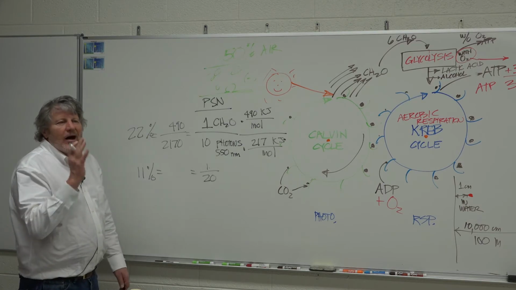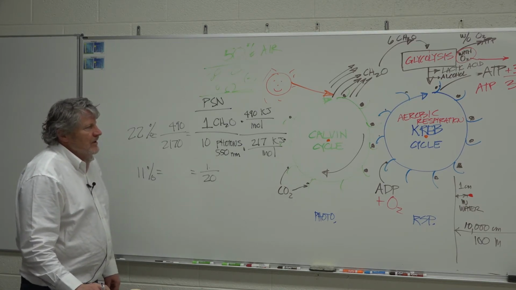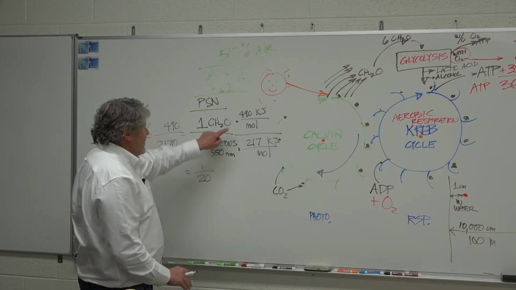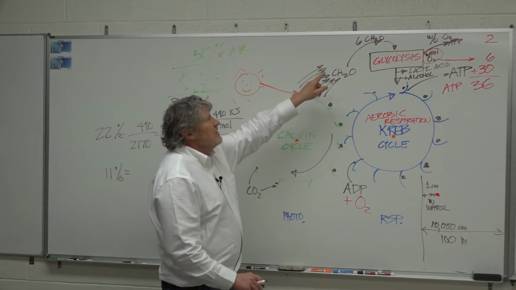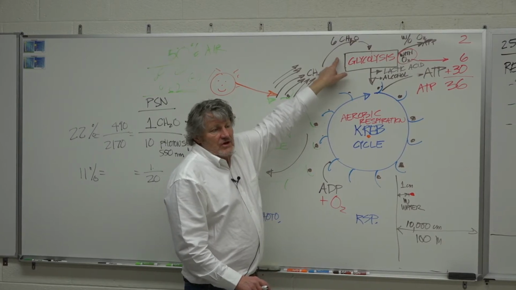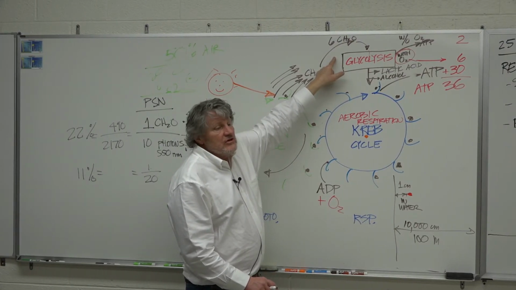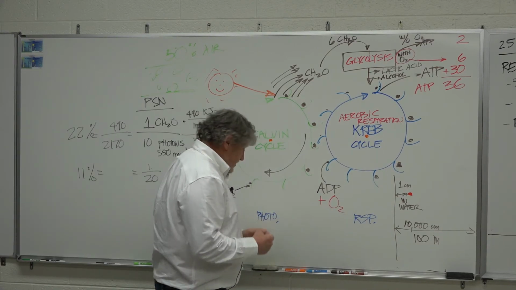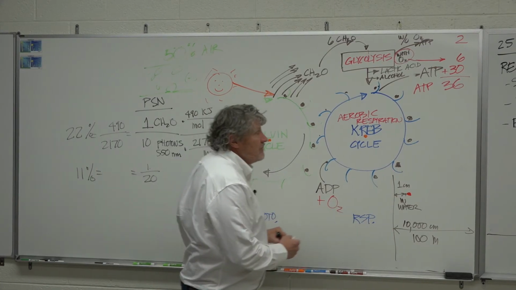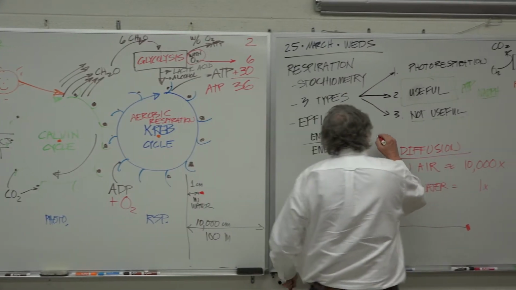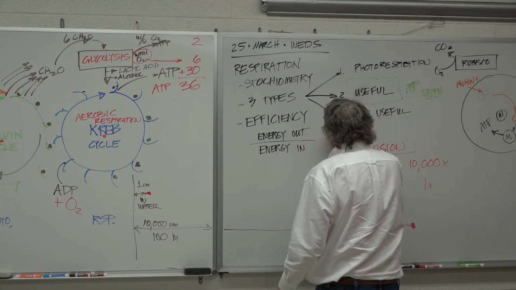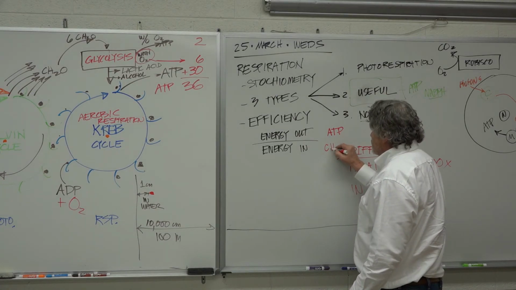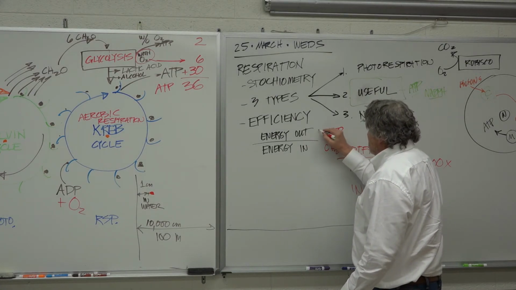All right, how good's respiration? We can calculate the same way we're doing it here: the energy in the carbohydrate, that's the denominator, and what we need to do, I'm doing that in red, energy out is ATP. And energy in is the energy in CH2O.